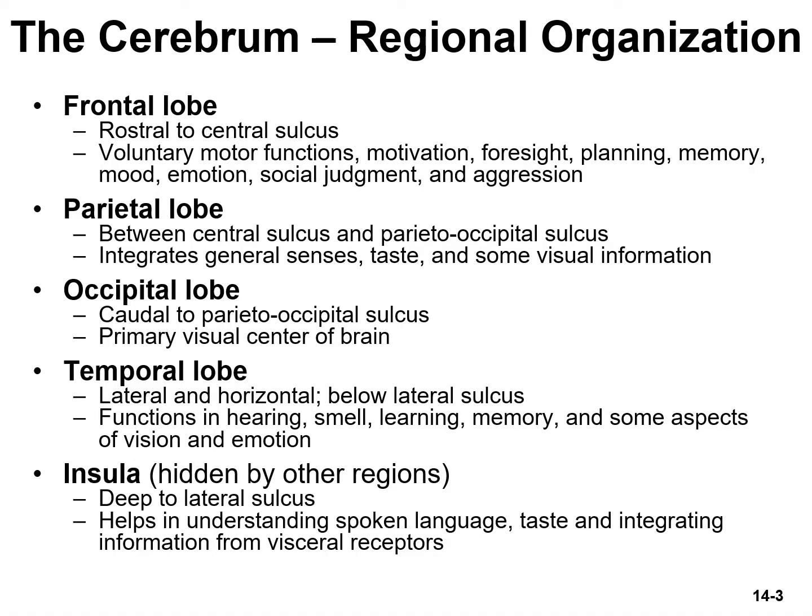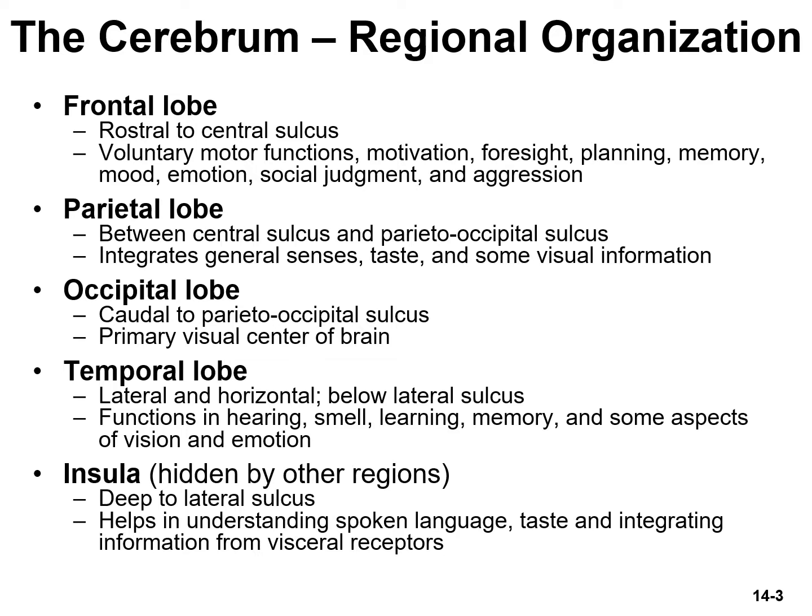All right, so the cerebrum has what's known as regional organization. There are 5 primary lobes of the cerebrum, and if you have taken a psychology class, you're probably familiar with these lobes. So the frontal lobe basically underlies the frontal bone. It is rostral to a particularly prominent sulcus, known as the central sulcus. This is where we have a concentration of neurons involved in voluntary motor functions, motivation, foresight, planning, memory, mood, emotion, social judgment, and aggression.